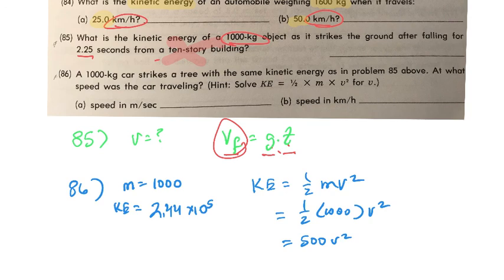Let's talk about number 86 now. It says a 1,000 kilogram car strikes a tree with the same kinetic energy as in problem 85 above. At what speed was the car traveling? All right, first of all, stop. Make sure you have solved 85 because you need the answer from 85. I'm waiting. Come on, stop the video, solve 85 and get an answer, and then we can move on. All right, I'm trusting you. I hope you have the answer. Here we go. Now 86.